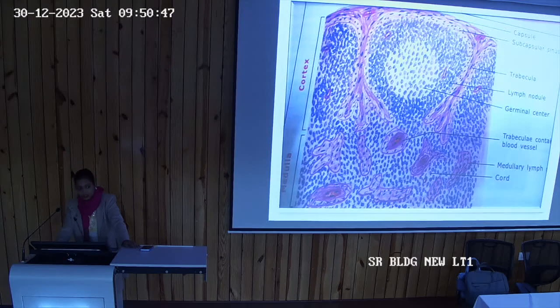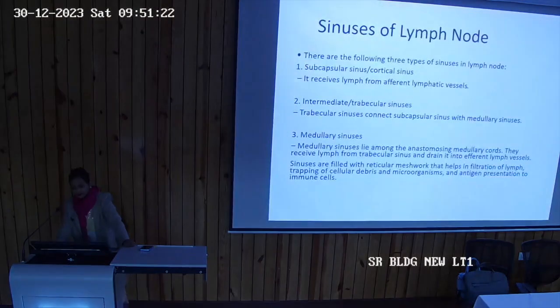What opens into this subcapsular sinus? Afferent vessel. Then here in the medulla we have medullary cords of, again, B lymphocytes, plasma cells, macrophages, and they are surrounded by medullary sinuses. Trabecular sinuses open into the medullary sinus, and from the medullary sinus it continues into the efferent vessel. So the outer one is the cortex, the inner one is the medulla, and again the cortex has two types: nodular cortex and paracortex. The nodular cortex has B lymphocytes, the paracortex has T lymphocytes. Medullary cords have predominantly B lymphocytes.